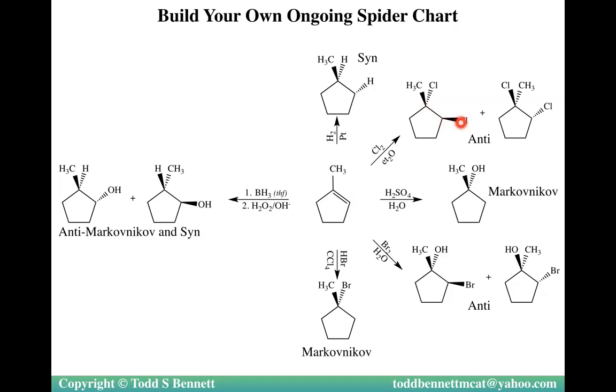So let me just double check. 1, 2, 3, H is in the back, so SS, and RR. So you get a racemic mixture. So we're filling our chart in pretty quick.